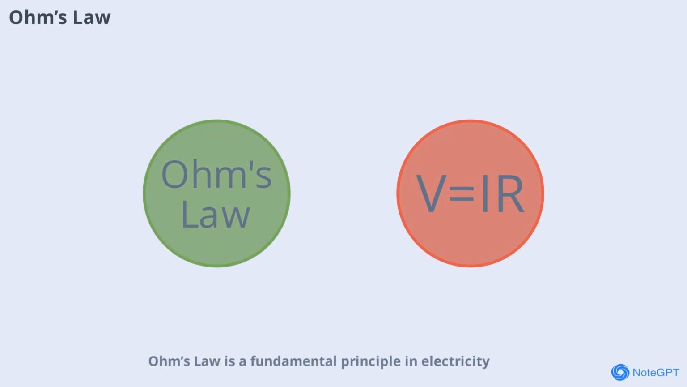Ohm's law is a fundamental principle in electricity. It states that the current flowing through a conductor is directly proportional to the potential difference across it, provided the temperature remains constant. The formula is V equals IR, where V is voltage, I is current, and R is resistance.